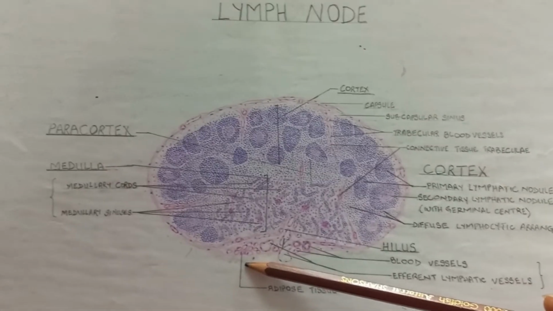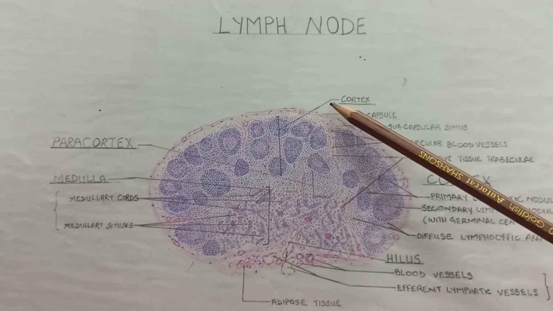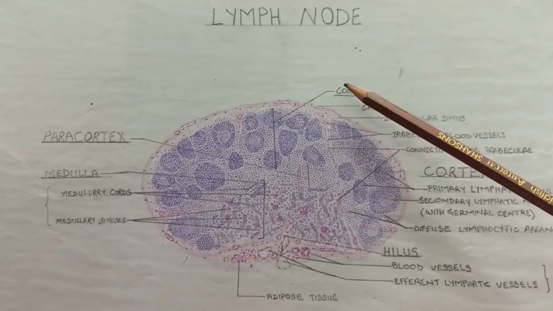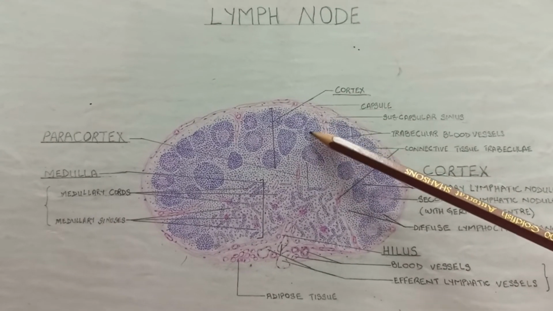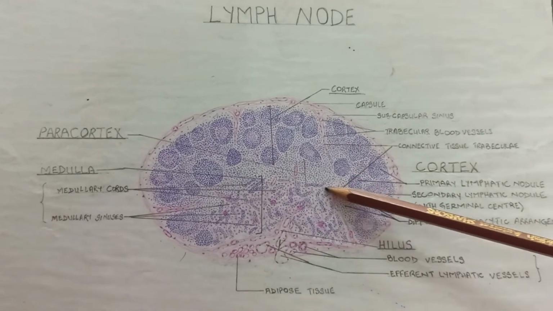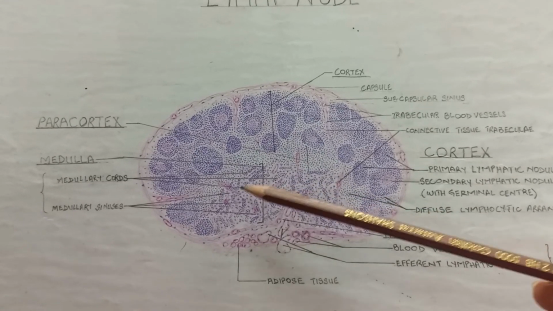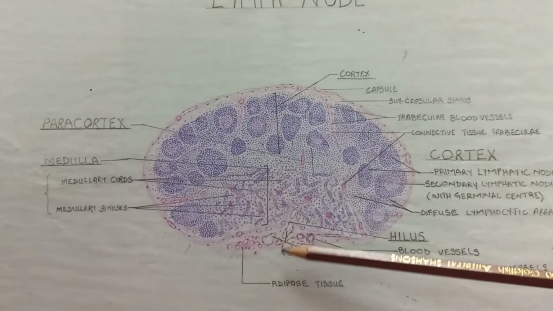So we discussed the lymph node under subheadings: capsule, the connective tissue capsule, cortex with two parts, the nodular cortex and the deep cortex. Then we have the medulla, in which we have the medullary cords and the sinuses, then the hilum.